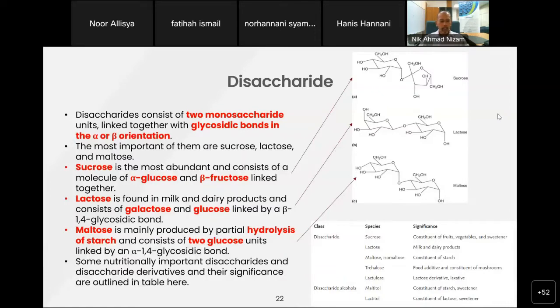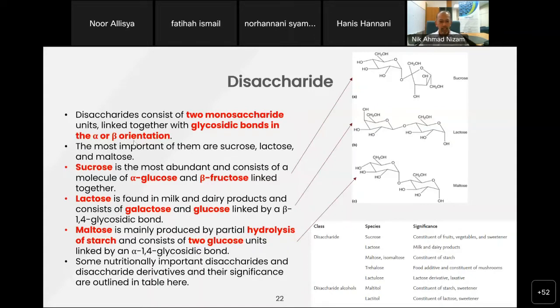Okay, so we have another classification of carbohydrate, which is disaccharide. Di refers to a combination of two saccharides, while mono is just one saccharide. Disaccharide is a combination of two saccharides. Disaccharide consists of two monosaccharides.